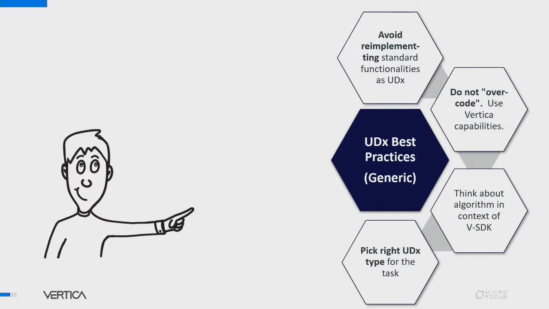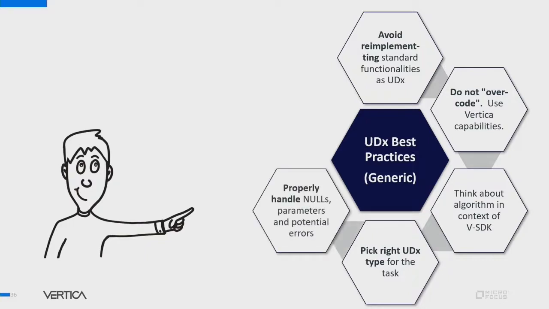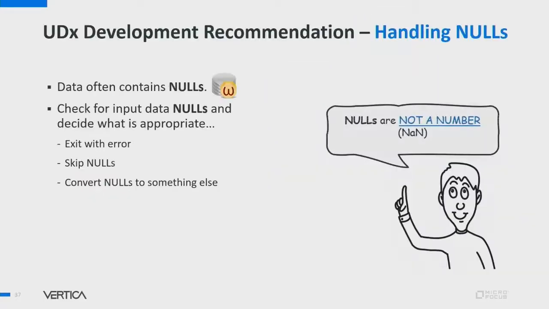Another best practice is to pick the right UDx for the right job. Do not use a scalar function if you need to somehow refer to the previous records. The analytical user-defined extension is a much better option. Another important thing, and I'm going to cover this in a couple of minutes, is to properly handle nulls, parameter passing, and potential errors. The last one is extremely important for having an error-prone UDx. And the last general best practice is to automate the whole deployment as much as possible, and I also will cover that in a second.